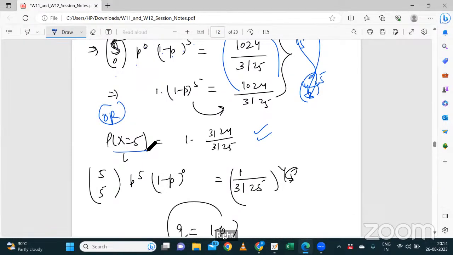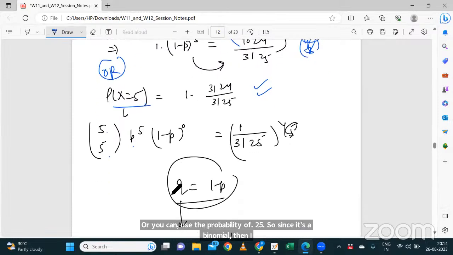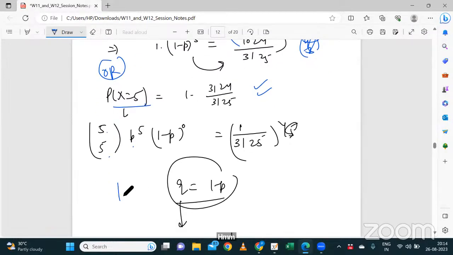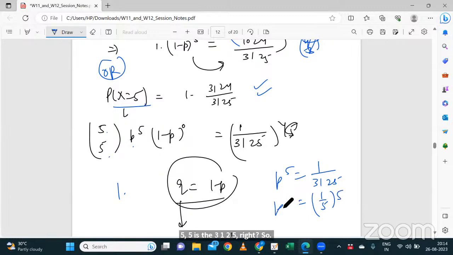Since it's a binomial, I can use 5C5 p raised to 5 into (1 minus p) raised to 0. So 5C5 will be 1. So it will be p raised to 5 equal to 1 upon 3125. So what is the 3125 basically? 5 power 5, sir. 5 raised to the power 5 is 3125, right? So like 1 upon 5 raised to power 5, p raised to power 5. So here I can say p is nothing but 1 upon 5.